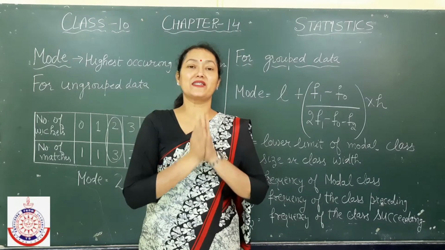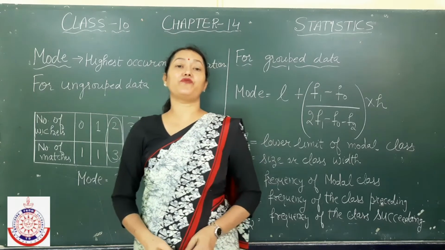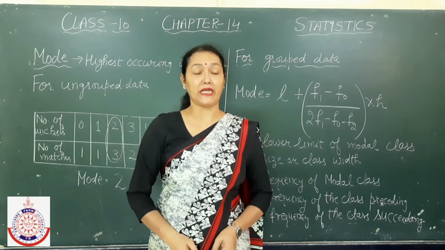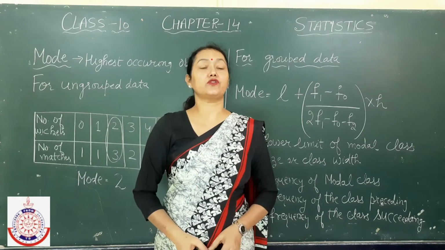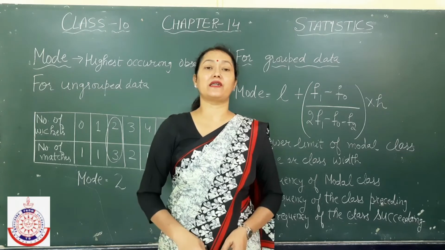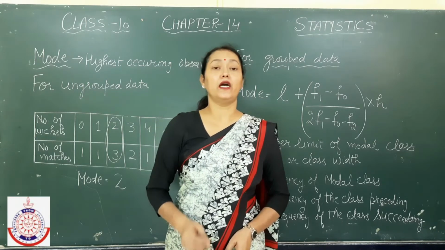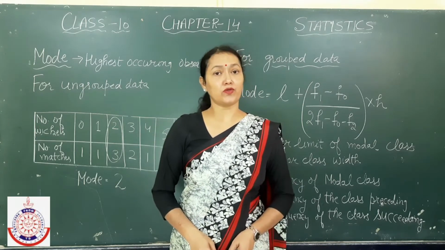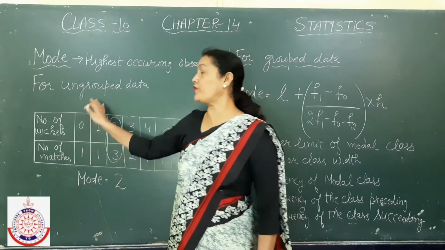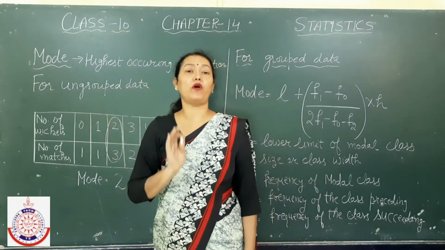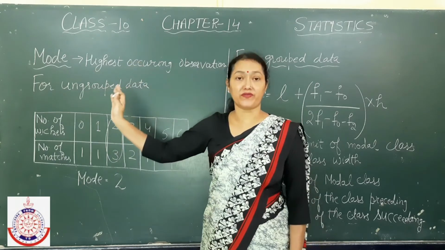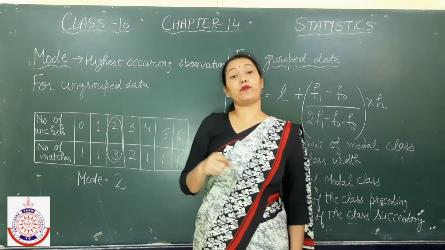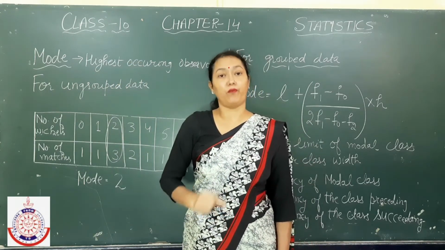Namaste students. In our last lecture we have studied various methods of calculating mean. In today's lecture let us talk about the second measure of central tendency, that is mode. Mode you have studied in class 9th also, but there you did it for ungrouped data. And you know that mode is the highest occurring observation. The observation that comes the maximum number of times is called mode.